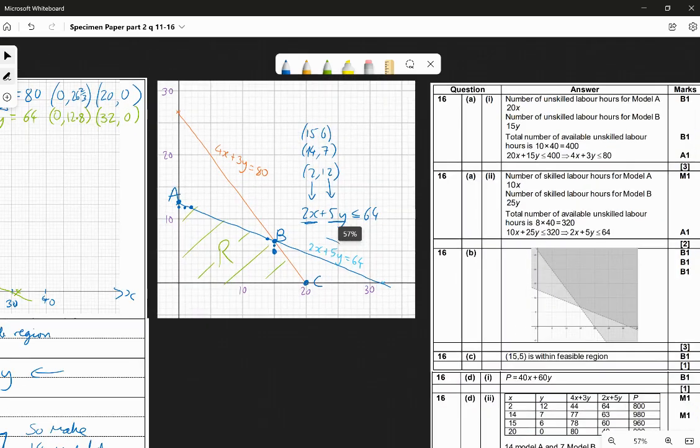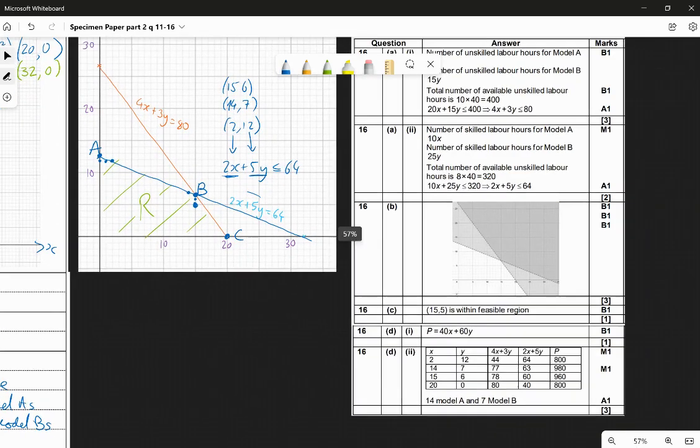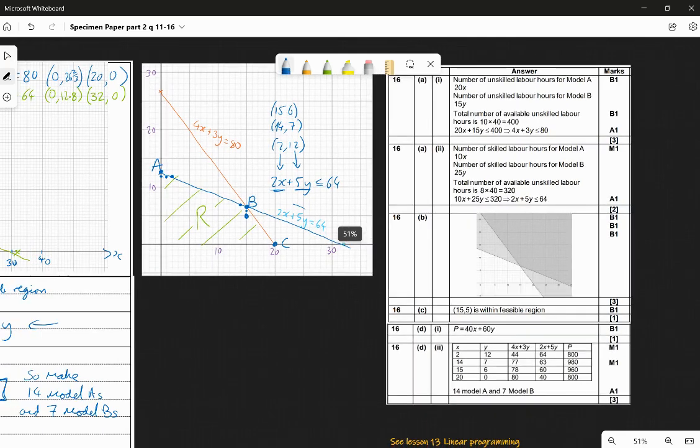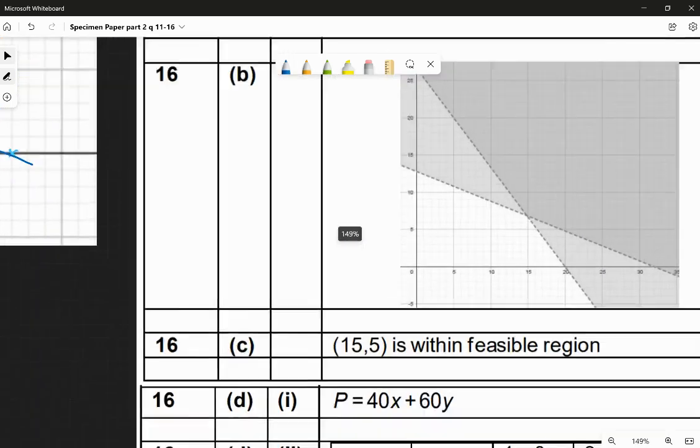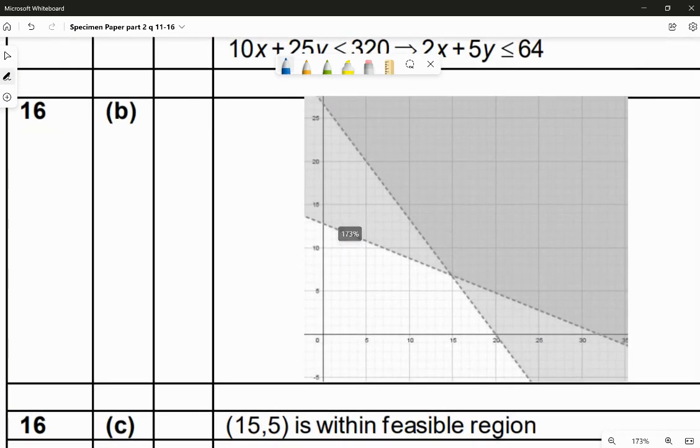Okay, here's the mark scheme with their obviously perfect graph, except they've got dotted lines, which shouldn't be. It should be solid lines on the mark scheme because the inequalities are inclusive. They include the line because it's less than or equal to. And also they didn't shade the region. They shaded what they didn't want, whereas the question said shade the region. So it should be that this area here is shaded.